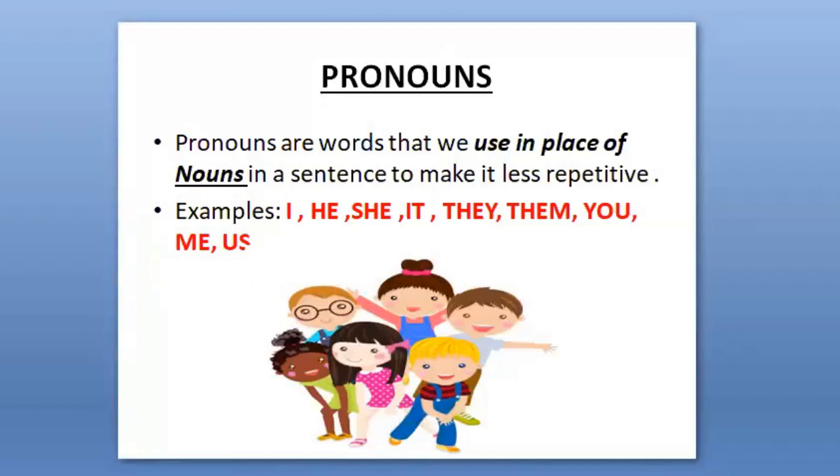So let's see the definition now. Pronouns are words that we use in place of nouns to make it less repetitive. I repeat once again, remember the definition. Pronouns are words that we use in place of nouns to make it less repetitive. Examples, as we saw before in the sentences: I, he, she, it, they, them, you, me, and us.